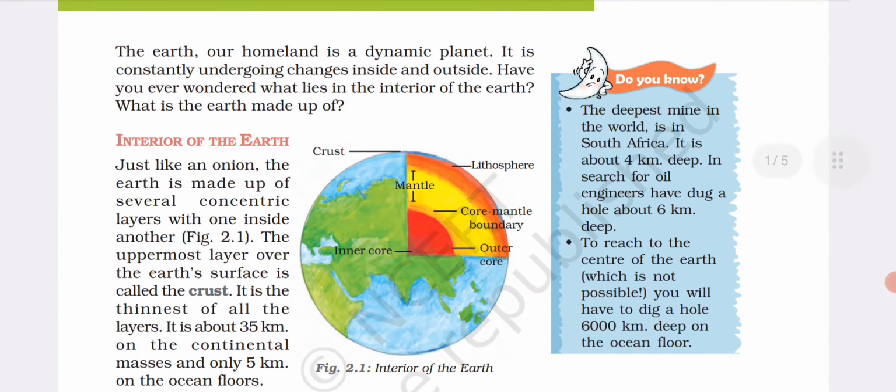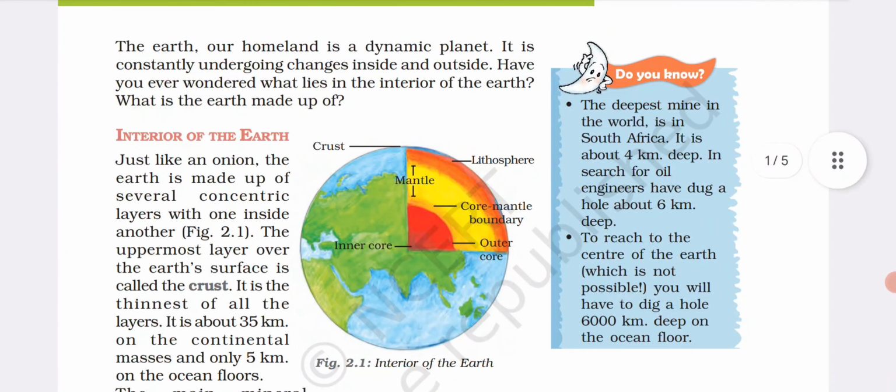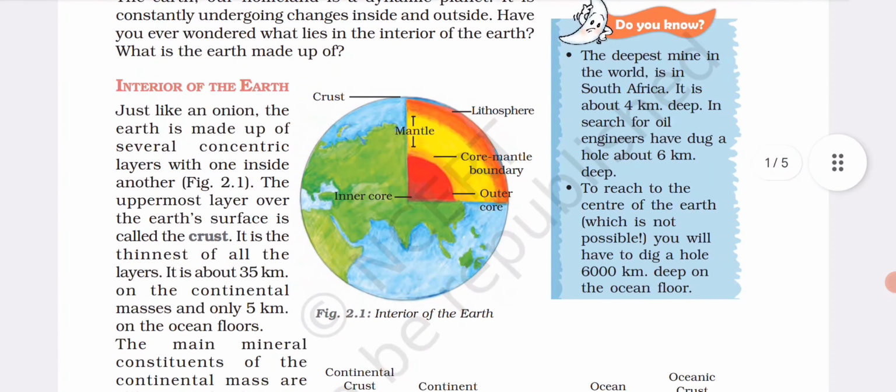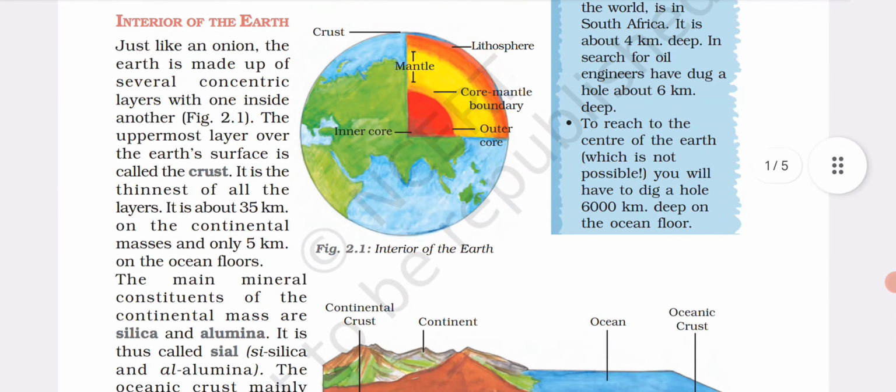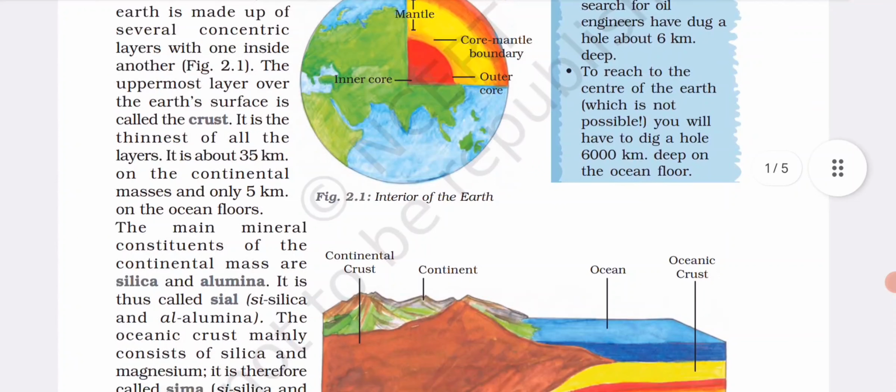Interior of the Earth. Just like an onion, the Earth is made up of several concentric layers, one inside another. The uppermost layer of the Earth's surface is called the crust. It is the thinnest of all layers. It is about 35 km on the continental masses and only 5 km on sea floors.